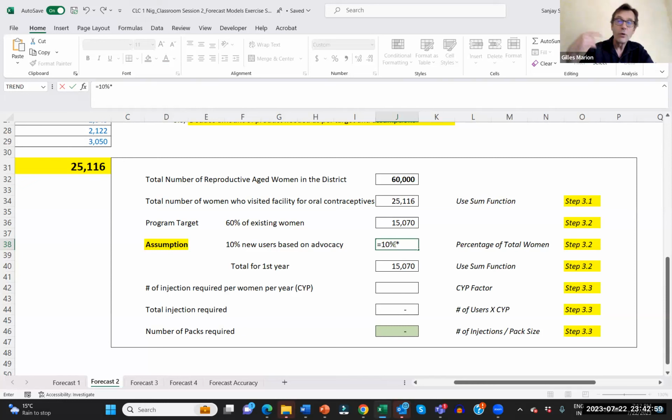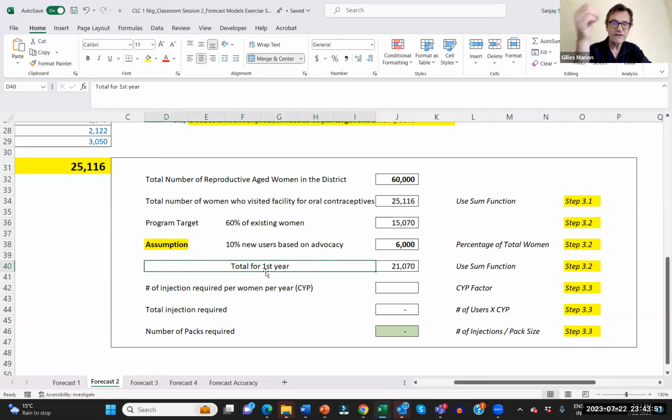Those 10% new users, we take them on the 60,000. We make the assumption, but we are not forced to. We could have said no need to make an assumption like that, and just take the 60% of existing women who have consulted and move them. But because we know we are going to do advocacy, with posters and health workers going into communities to promote this change to injectable contraception, maybe more people will join. So this is an assumption we are making, and it is 6,000 people on top of those already using contraception.